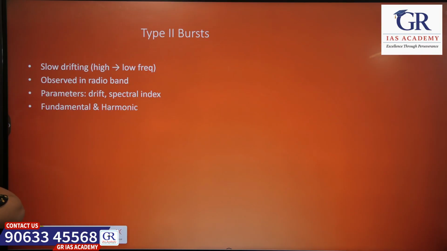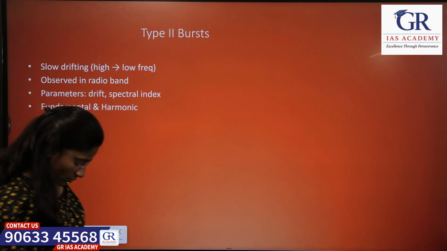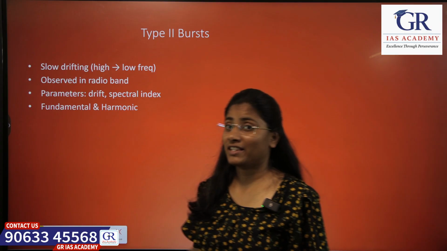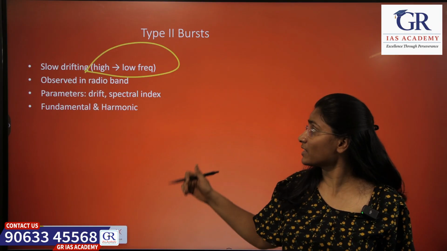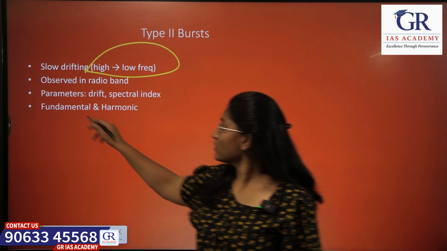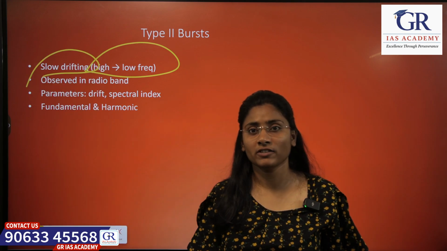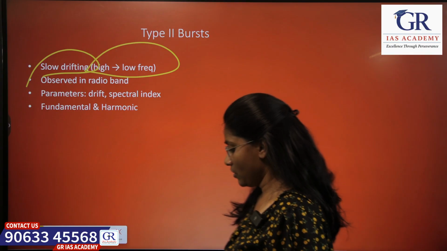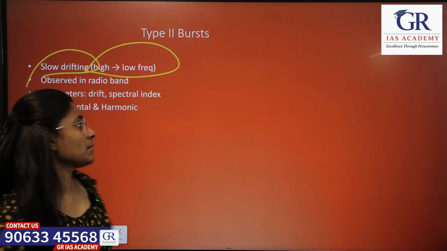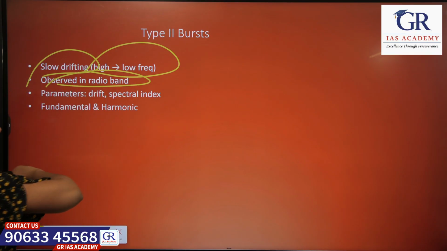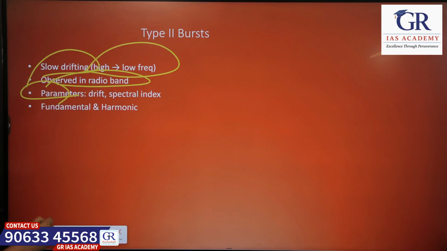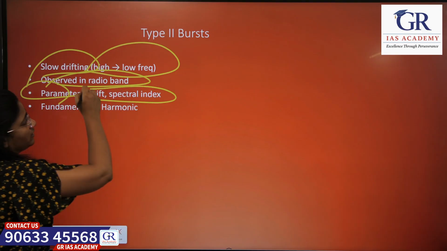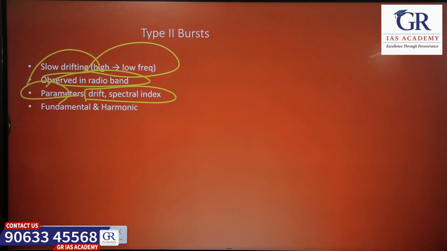So what are type 2 bursts? These type 2 radio bursts of solar coronal shocks travel from high frequency to low frequency, which we call slow drifting of coronal mass ejections. These frequencies are usually observed in the radio band. And what are the parameters? They are drift and spectral indents.